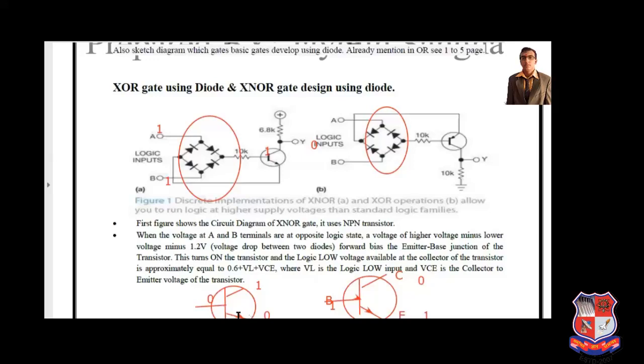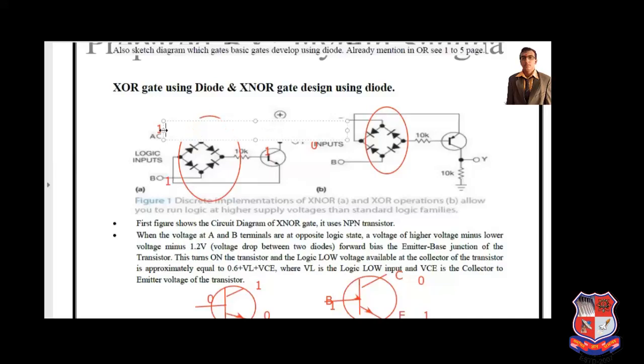So base emitter junction is in reverse bias. So here also 0 volt. And due to supply voltage, here we can get 1. Here 1. So here 1 1. So here answer is 0. These are the two basic figures. So try to understand this. If here 1 1, then output is 0.